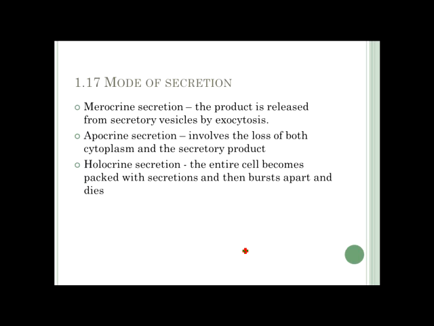Mode of secretion. We have three modes of secretion here. We have merocrine, apocrine, and holocrine secretion. Merocrine, the product is released from the secretory vesicles by exocytosis. So this is going to be from our Golgi apparatus, and exocytosis is going to occur on the surface of the skin. Apocrine secretion involves the loss of both cytoplasm and the secretory product, and I have pictures of this on the next slide. And then a holocrine secretion. The entire cell becomes packed with secretions and then bursts apart and dies. Fortunately, we have the ability to replace that cell.